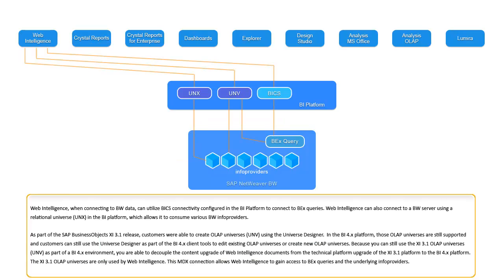Web Intelligence, when connecting to BW data, can utilize BIX connectivity configured in the BI platform to connect to BEX queries. Web Intelligence can also connect to a BW server using a relational universe UNX in the BI platform, which allows it to consume various BW info providers.